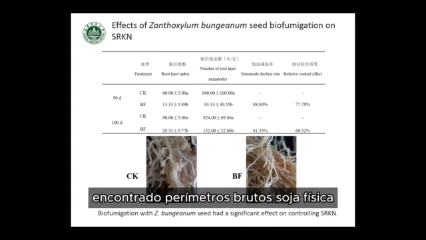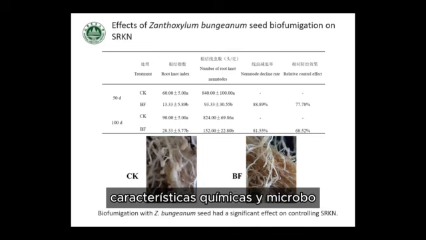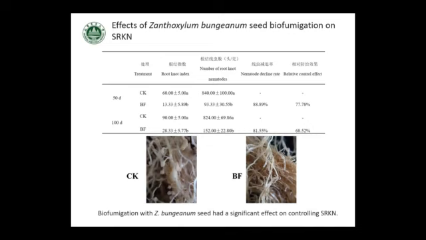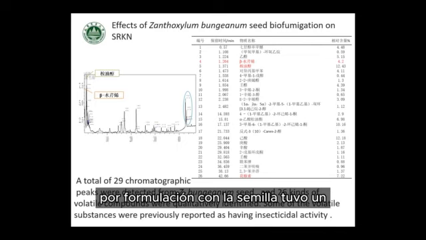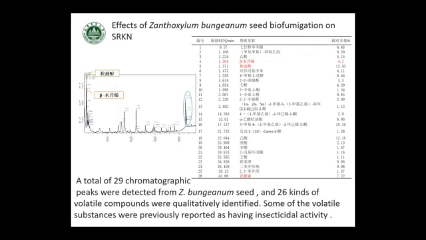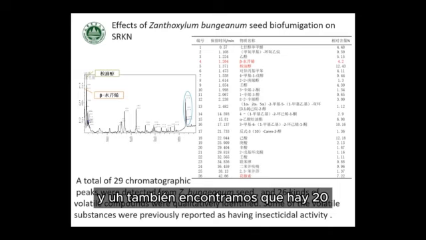As the chart and pictures showed, fumigation with the seeds had a significant effect on controlling the root-knot nematode. And also, we found that there are 26 kinds of volatile compounds, and some of the volatile substances were previously reported as having insecticidal activity.